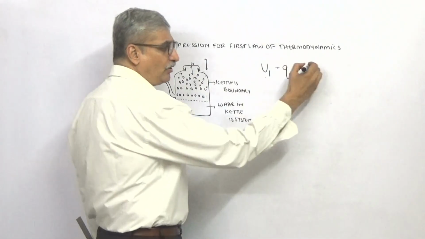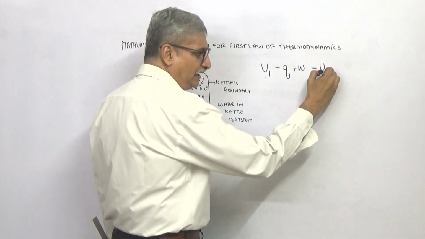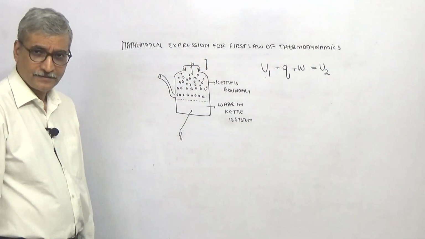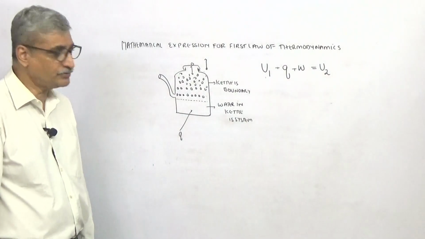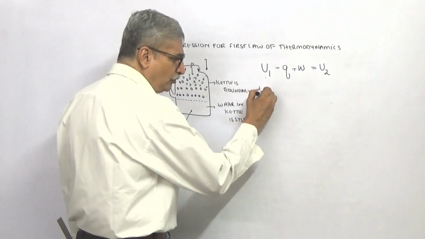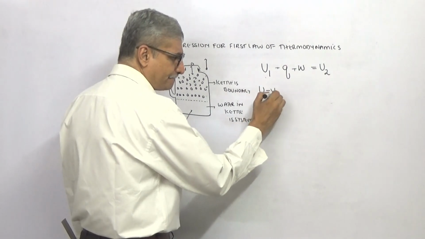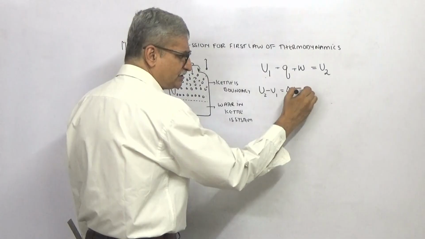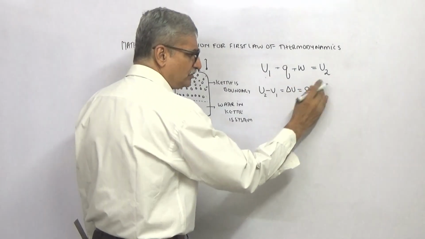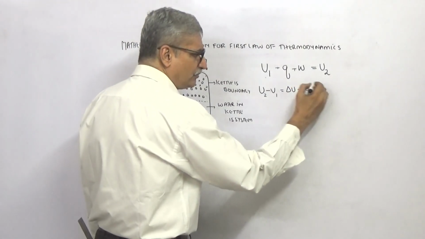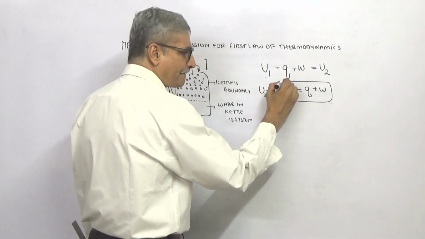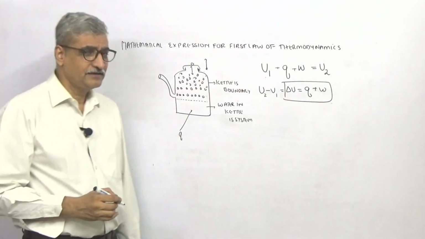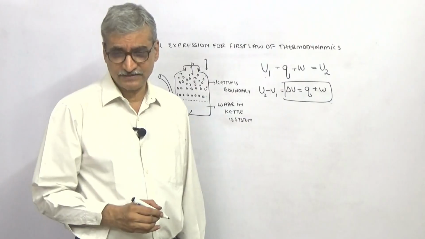And what does this all lead to? The final energy present in the system, that is U2. So now U2 minus U1, I take this over here, will be delta U, the internal energy change, and that is equal to Q plus W. So this is the mathematical expression for the first law of thermodynamics.